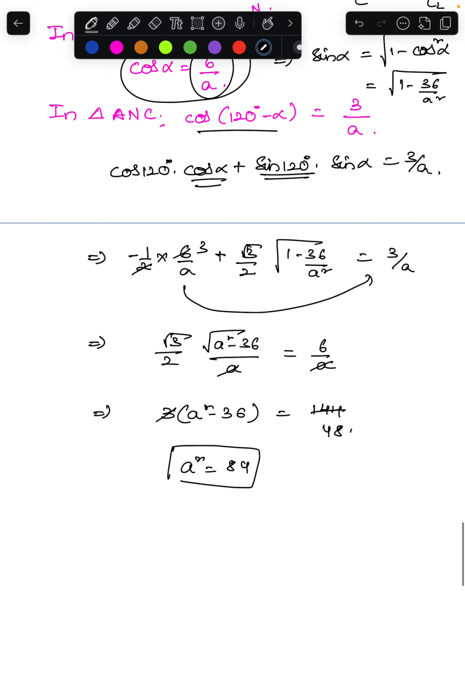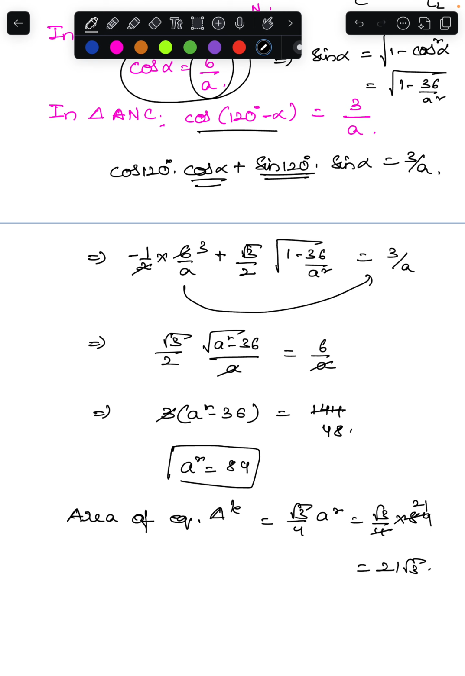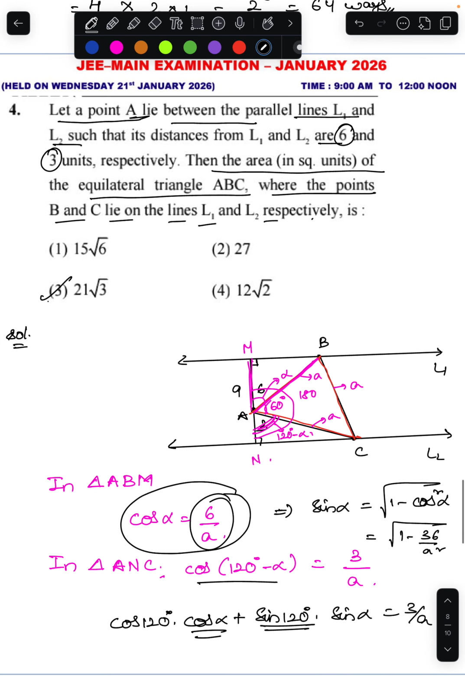Now the question asked is the area of the triangle. So the area of an equilateral triangle we already know is root 3 by 4 a square. So the answer is root 3 by 4 into 84, which is 21 root 3. So the answer is 21 root 3. Done.